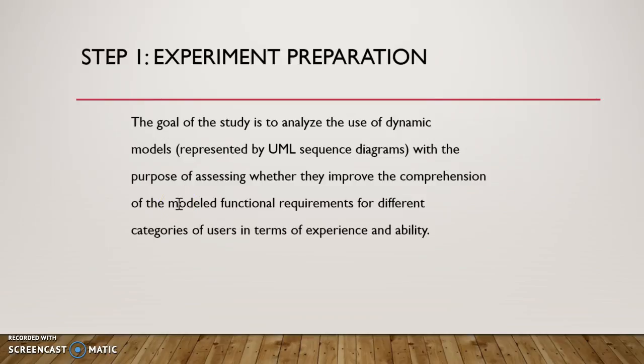Step 3 is about material and experimental tasks. The material was composed of 2 experimental objects, the training material, and a post-experiment survey questionnaire. The experimental objects were the models of functional requirements of an e-commerce system and other typical management information systems. The comprehension questionnaire included multiple-choice questions.